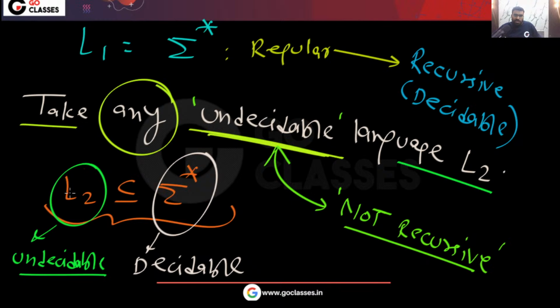Now automatically L2 will be a subset of sigma star, because every language is a subset of sigma star. Sigma star is decidable, and L2, a subset of sigma star, is undecidable as we already took. So a subset of decidable can be undecidable, agree or not? Correct. Is this clear? I hope you understood. This is the simple point.